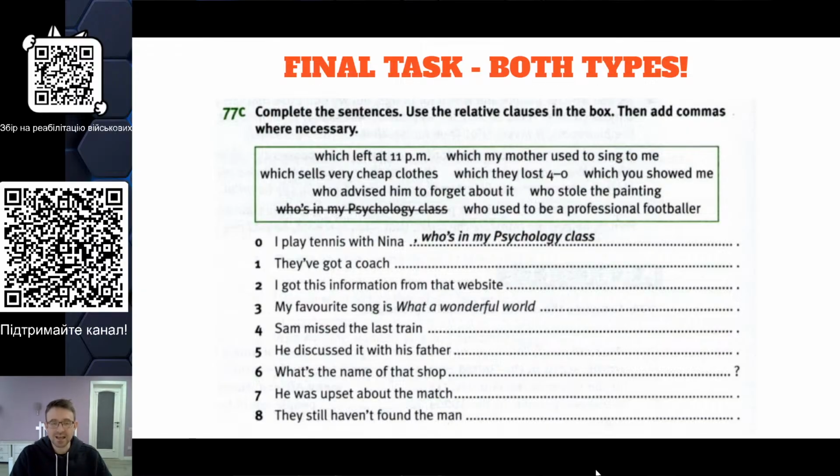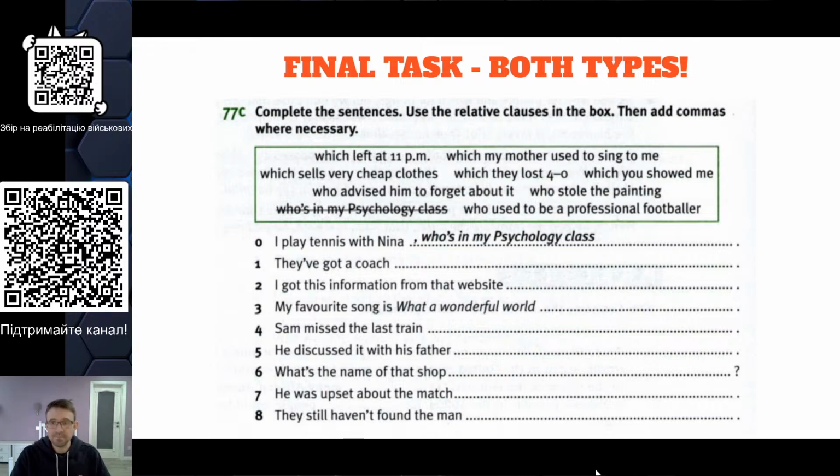Number six, here we have what's the name of that shop which sells very cheap clothes, and here we don't have a comma because this is necessary information. If you just say what's the name of that shop, okay, which shop? Again, I don't know which shop you're talking about. It's not clear to me. So here we don't have a comma because it is necessary information for the sentence.